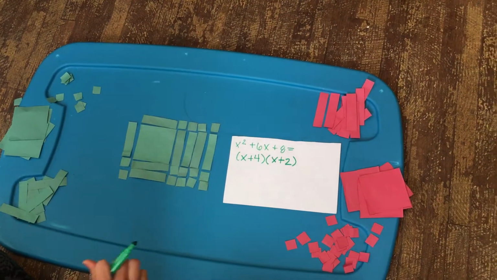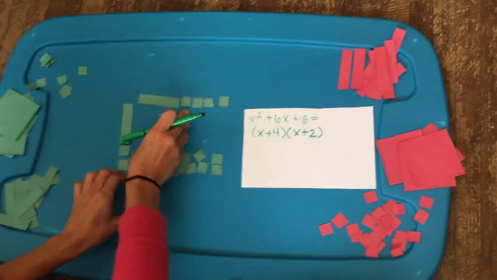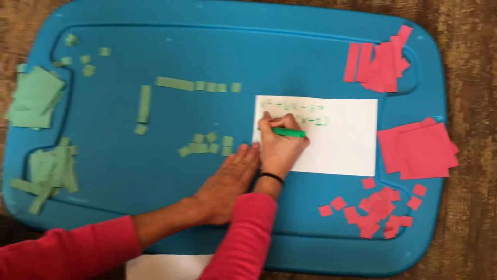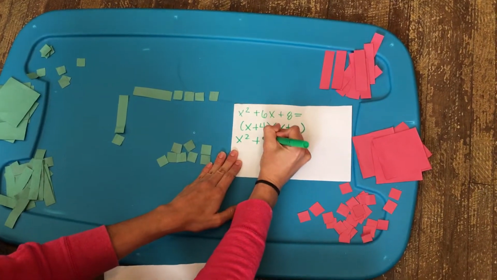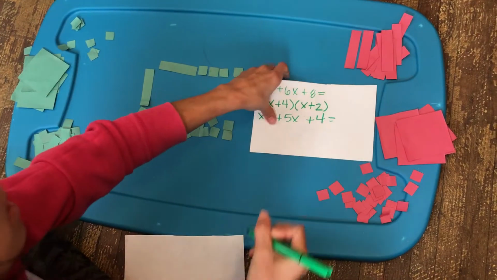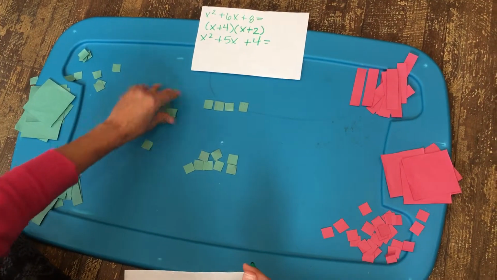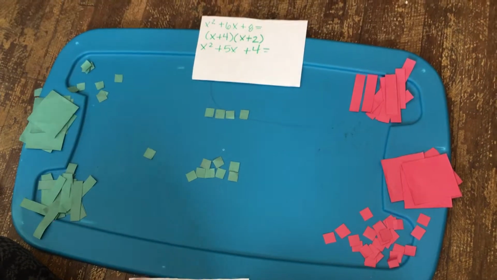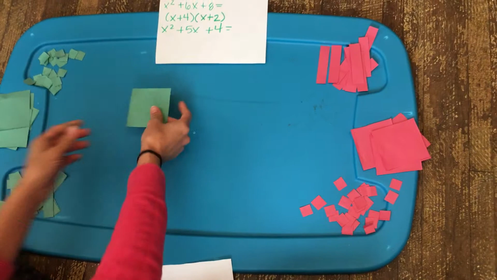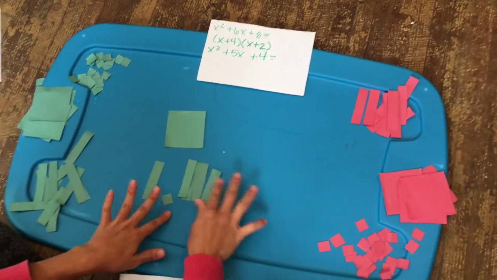All right, let's try that again, guys. The next one we're going to do is x squared plus 5x plus 4. So again, remember, we're working backwards this time. That represents my area, so I'm going to create a box. I have an x squared, I have 5 x's, and I have 4.